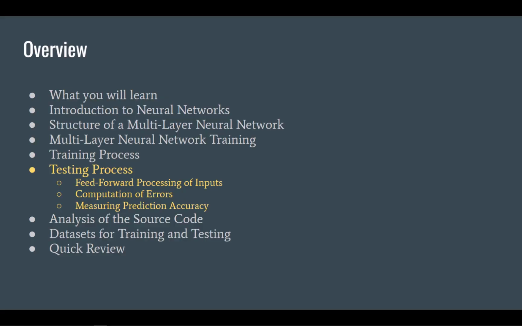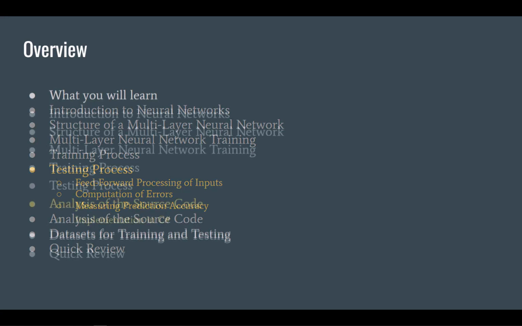You will then see the process for testing the multilayer neural network. Testing consists of the feed-forward processing of inputs and computation of errors, same as with training. However, instead of updating the neural network's parameters, we will measure the accuracy of the neural network's prediction capabilities. That is, how close was the neural network's prediction to that expected.